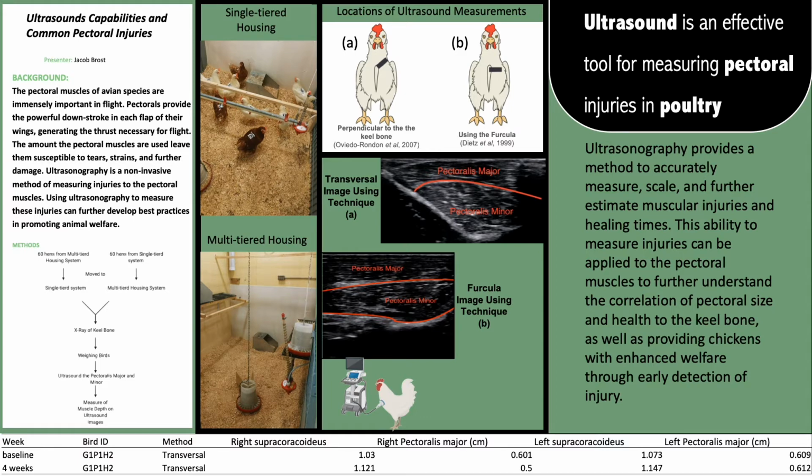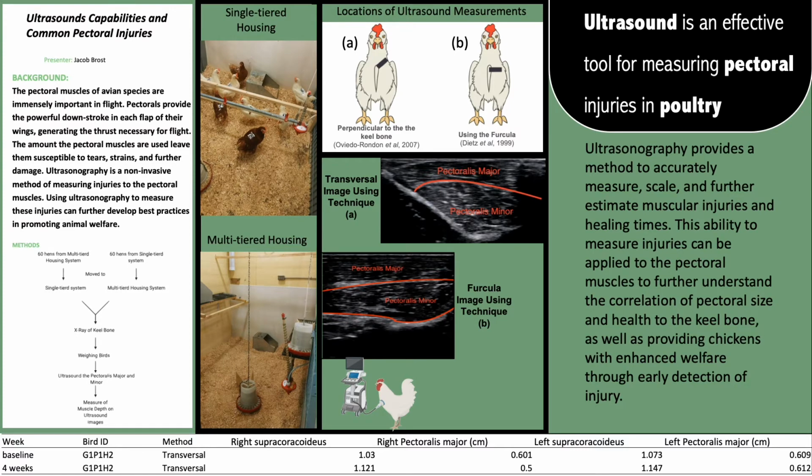Through our research, we wanted to see the relationship between housing systems, keelbone fractures, and pectoralis injuries. We want to know how exactly housing systems affect the prevalence of keelbone fractures and how keelbone fractures affect the surrounding muscle. This was done by taking a sample of 60 hens living in a multi-tiered system and a sample of 60 hens living in a single-tiered system, then switching their housing systems so single-tiered hens moved to a multi-tiered system and vice versa.